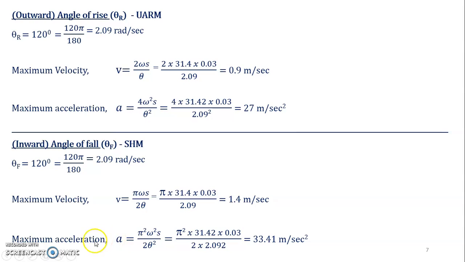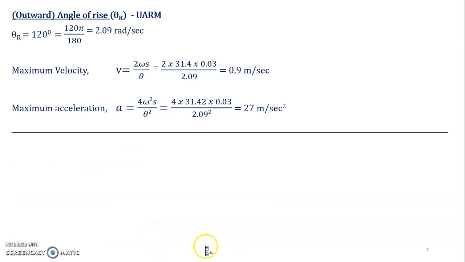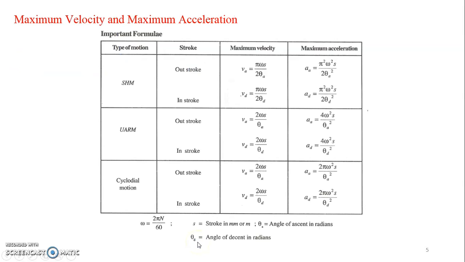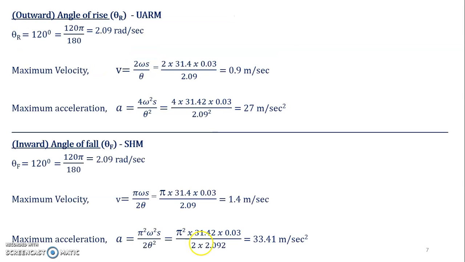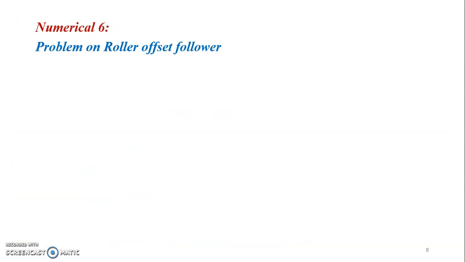Then the last one, the maximum acceleration, is a equal to pi square omega square s by 2 theta square. So pi square, 31.4 whole square, into 0.03 divided by 2 into 2.09 whole square, which will give you 33.41 meters per second square. I hope you understood this.